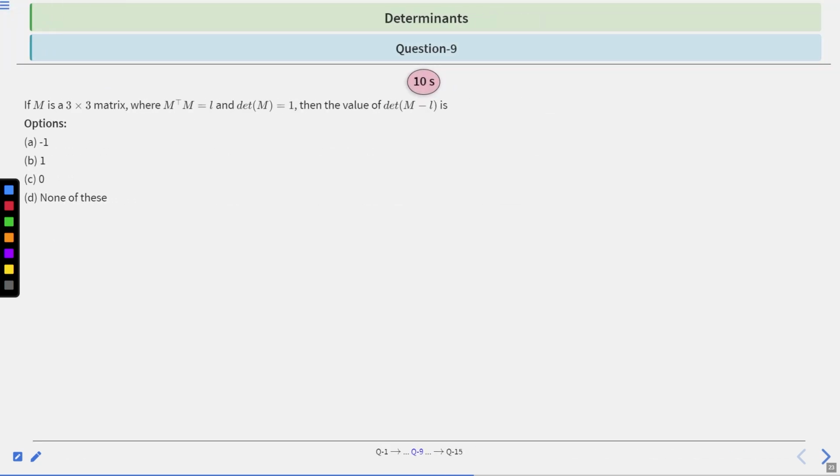Now let's move to the next question. Question number 9. If M is a 3 into 3 matrix where M transpose M is equal to I and the determinant value of M is 1, then you have to calculate the determinant value of M minus I. So you have 10 seconds to solve this question. After 10 seconds, we will discuss the solution.